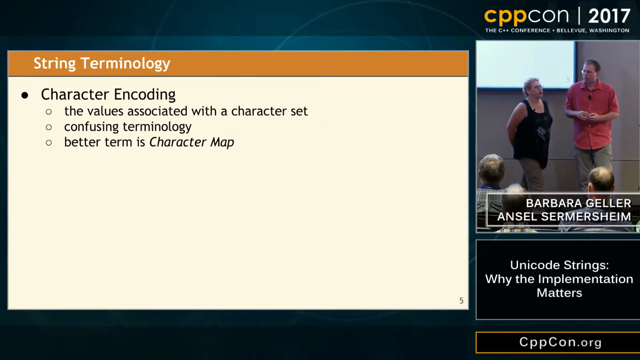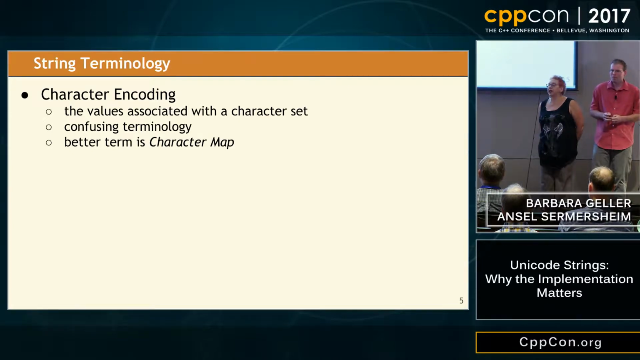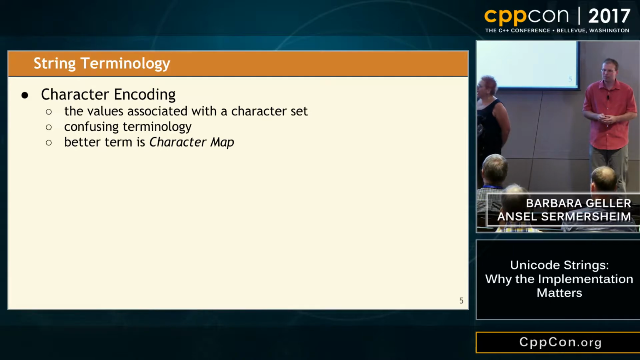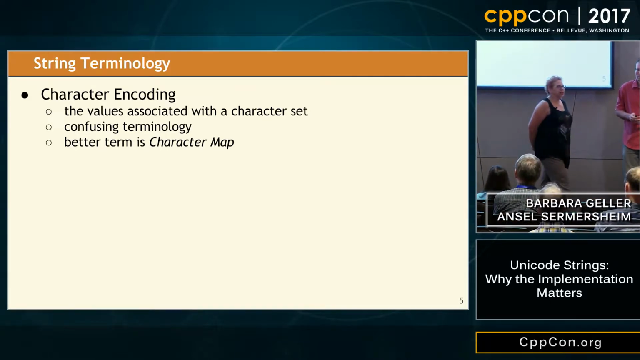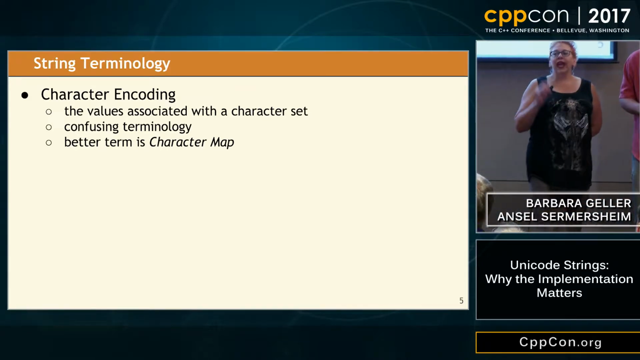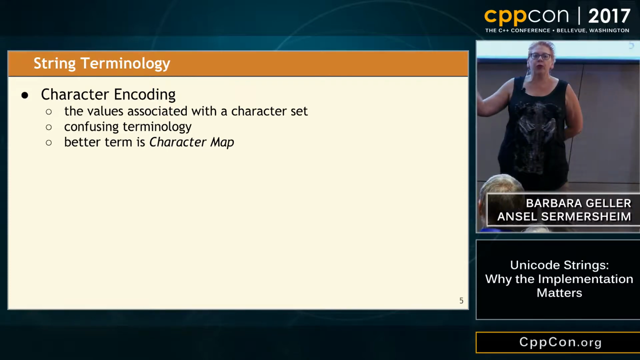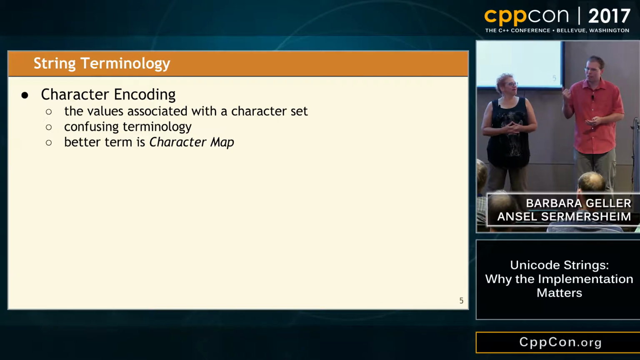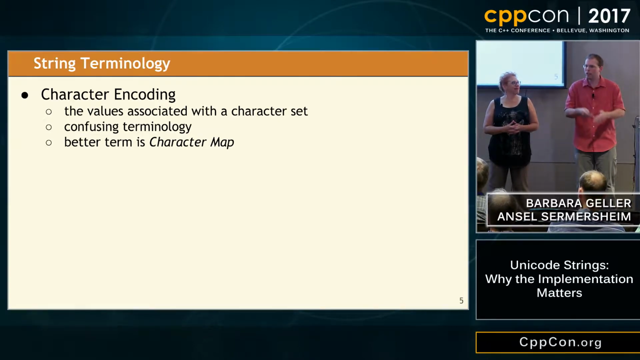A character encoding is the values associated with a character set. Unfortunately, the character encoding has a name which actually doesn't make sense. It should be really called a character map, and that's what we're going to refer to it as. Unfortunately, the Unicode Consortium decided this was called a character encoding, which conflicts with another term we'll define. So refer to this as a character map because it maps symbols to values.